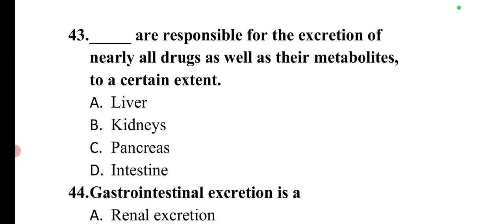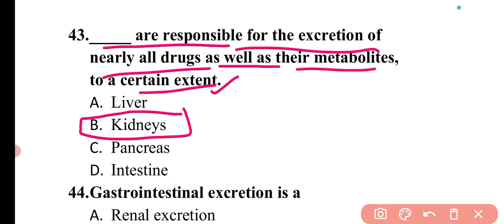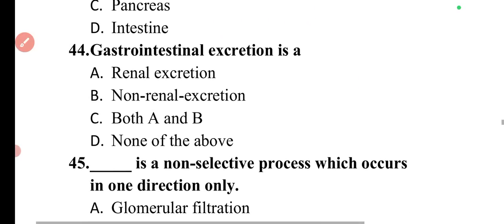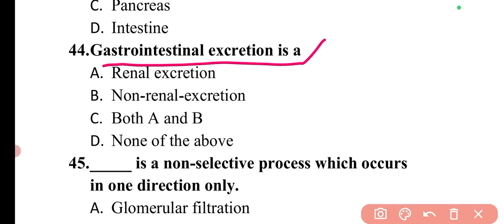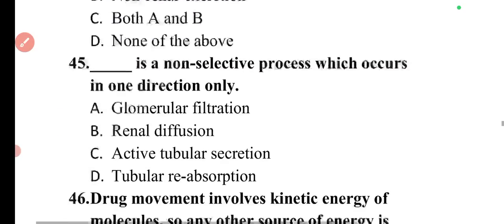Then next question is, dash are responsible for the excretion of nearly all drugs as well as their metabolites to a certain extent. So these are the kidneys, which are involved in the excretion of drugs. So here option B is correct. Next question is, gastrointestinal excretion is a non-renal excretion, basically not in the kidneys. So here option B is correct.